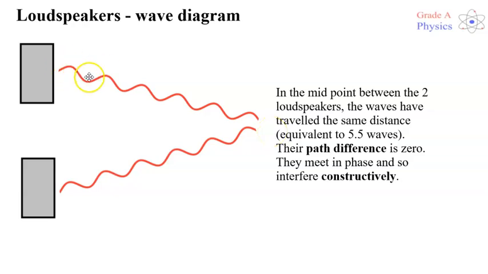So if you're in the midpoint of these two loudspeakers and you stand here, you will hear a loud sound. If we look at the number of waves, we've actually got 5.5 waves have travelled from this speaker here, and 5.5 waves have travelled from the speaker at the bottom. So they started off in phase, they've travelled the same distance, so their path difference is 0. So they're in phase with each other at this point. So we'll get constructive interference, we'll get maximum amplitude, and we'll hear a loud sound at this point.